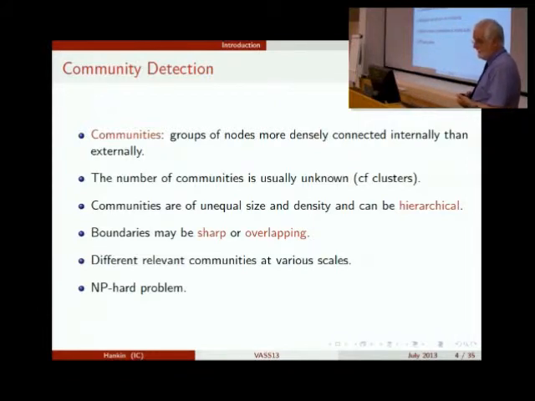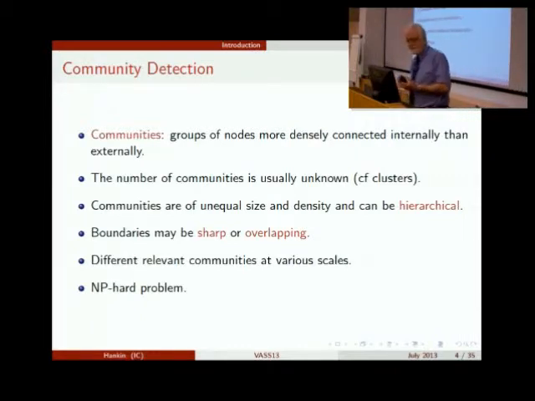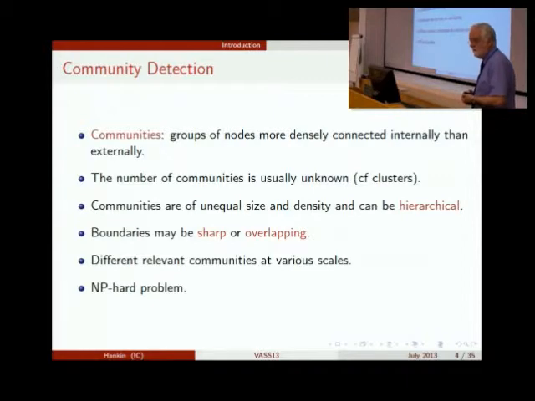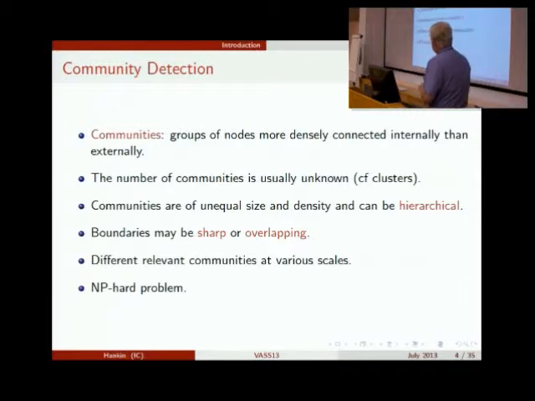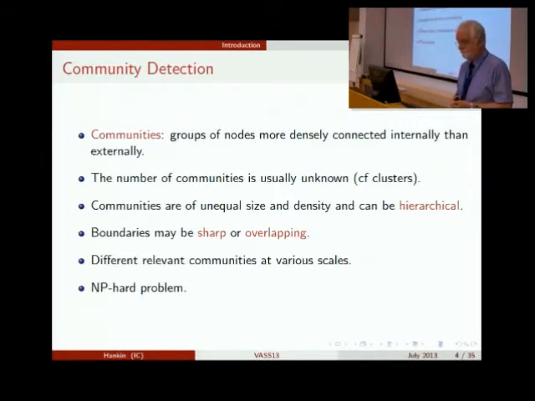And also, unlike clusters, communities can be very unequal in size, have very different density in the sense of the interconnections within a community, but most importantly can also be hierarchical. And the boundaries between communities may not be sharp. Clusters really are partitions of a set. Communities may actually have overlapping members. You may be a member of many communities at the same time.